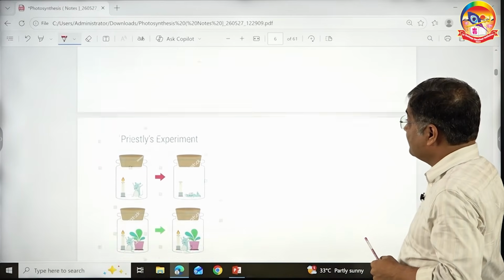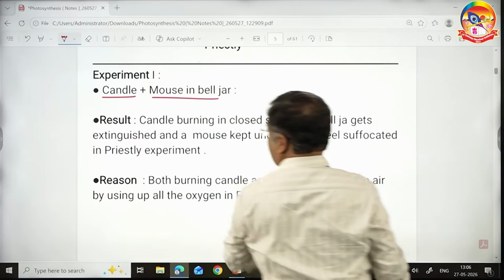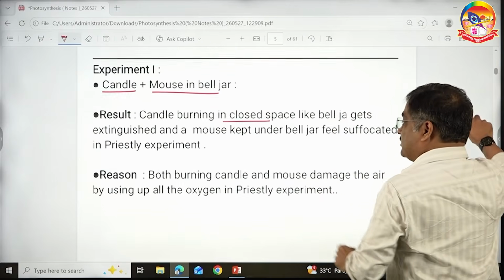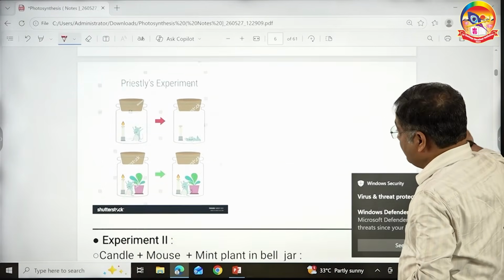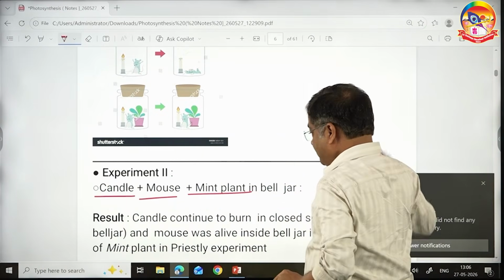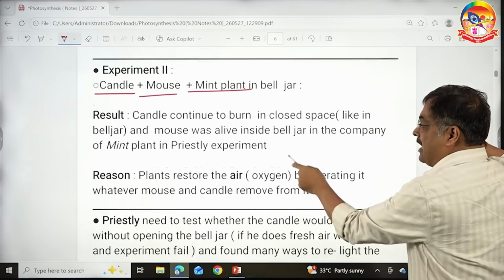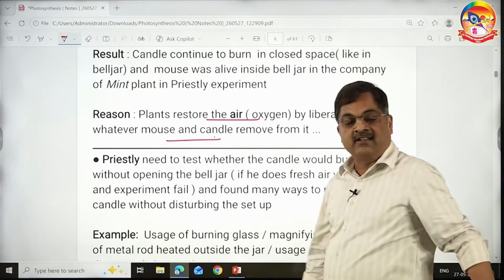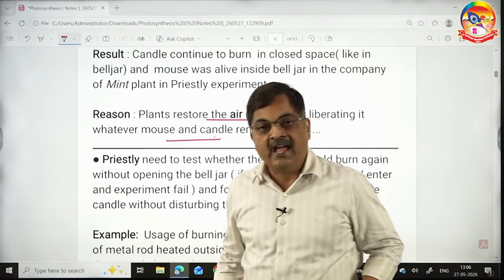And what Priestley said here, what I have written here, experiment 1: candle and mouse in bell jar. The candle did not burn and the mouse died. Both candle and mouse damaged the air by taking up all the oxygen. Then what's the next one? Experiment 2: here the candle, mouse and mint plant. What did you observe? The candle continued to burn in the closed space and the mouse was alive. The plants restore the quality of the air. What did Priestley say? Priestley said plants take bad air, that is CO2, and liberate good air, that is oxygen.